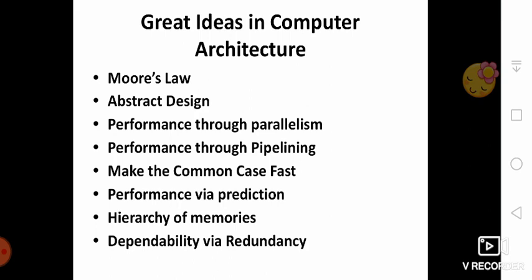Then the fourth one is performance through pipelining. So pipelining increases the CPU instruction throughput. So throughput is a performance metric which is the number of instructions completed per unit of time. But it does not reduce the execution time of an individual instruction. It increases the execution time of each instruction due to overhead in the pipeline control. So the increase in instruction throughput means that the program runs faster and has lower total execution time.